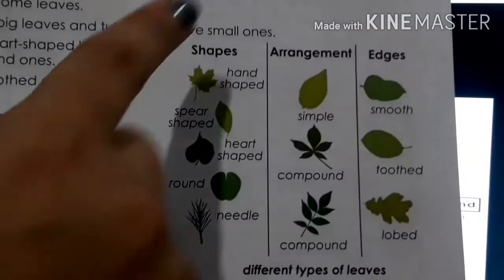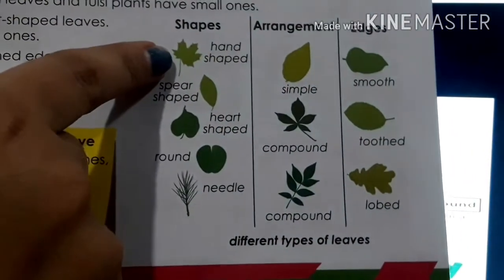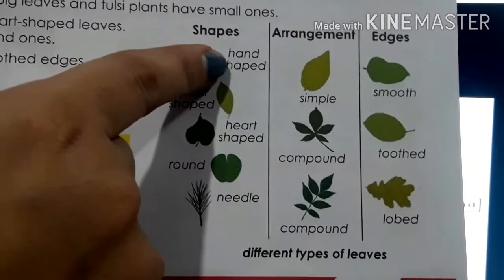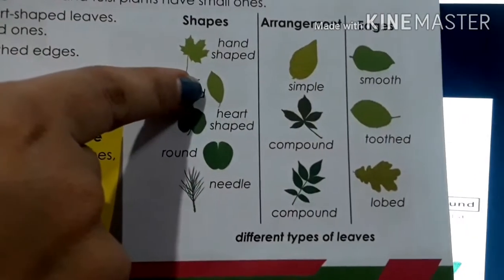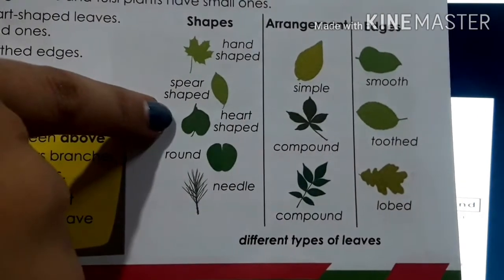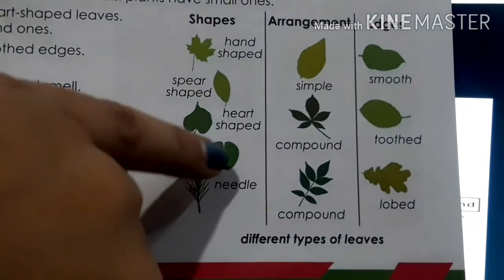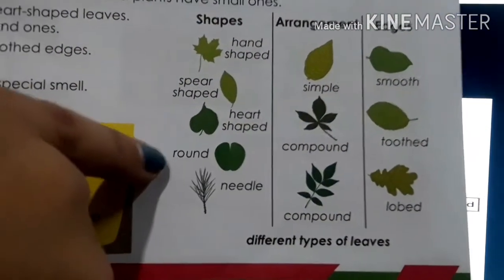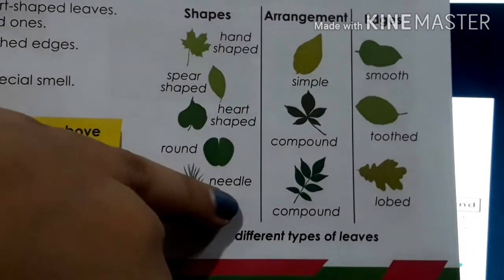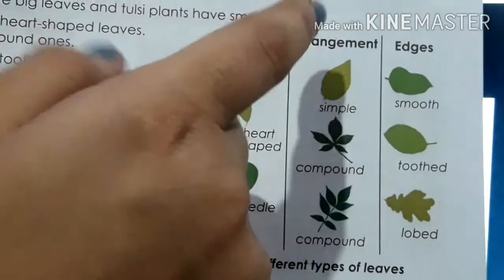So children, you can see this table. Just see this table: shapes, arrangement and edges. This shape of leaves is called hand shaped. This shape of leaves is called spear shaped. This shape of leaf is called heart shaped. This shape of leaf is called round. This shape of leaf is called needle. Okay. Now how are they arranged, children?